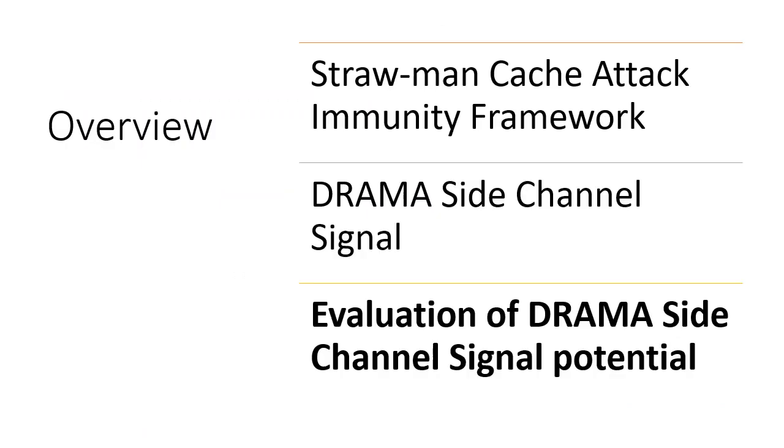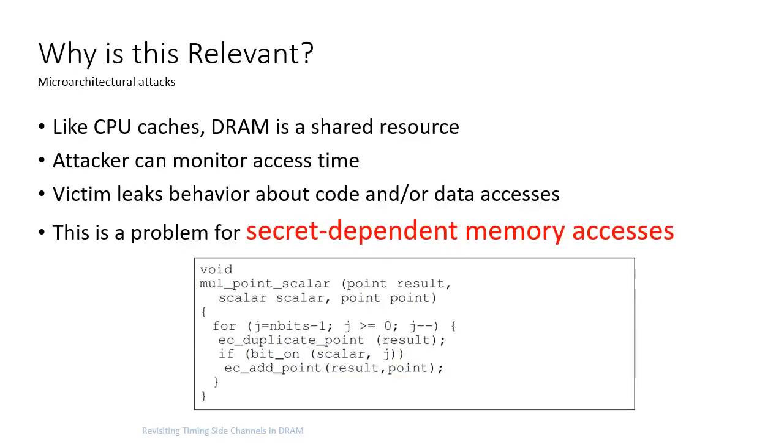Okay, can we use this bank conflict signal, this high latency signal, to observe victim behavior? So let's return to this victim code that does secret dependent behavior. So DRAM is of course a shared resource, just like CPU caches are. I'm going to try to exploit this fact by letting the attacker allocate memory that might be co-resident with the DRAM bank with the victim, and then see if we can use the attacker observed latency to deduce secrets.